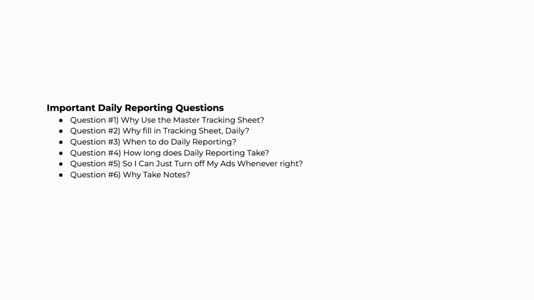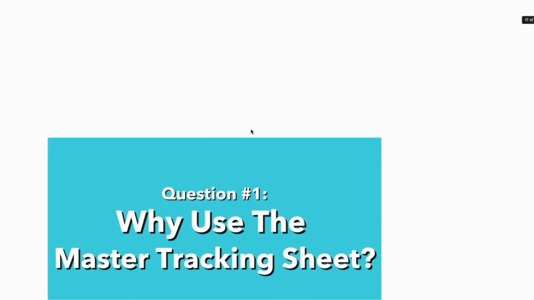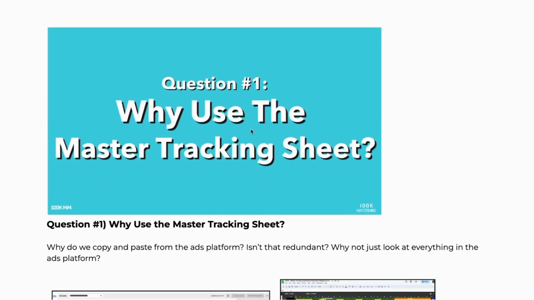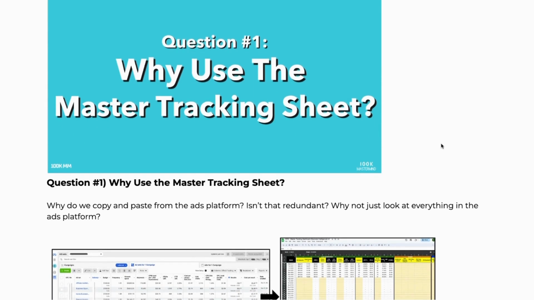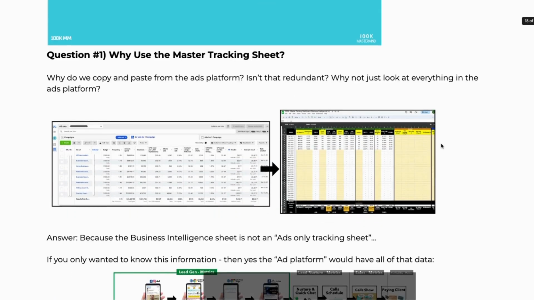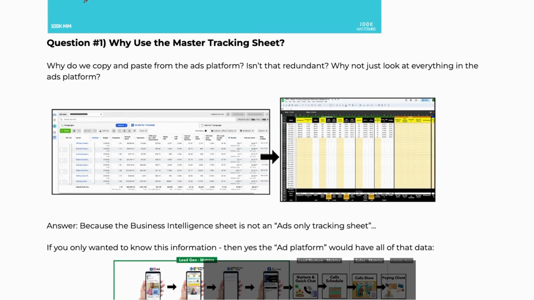So let's go ahead and get into question number 1, which is, why use the master tracking sheet in the first place? Like, why not just only use the ads platform, right? Like, why do we got to go through this kind of redundant process of actually copying and pasting from the ad platform the same exact data and then putting it into the tracking sheet, right? Like, why don't we just look at everything on the ads platform? And the reason for that, and we've talked about this in the past, but I'm going to dive a little bit deeper right now, is because the business intelligence sheet, that master tracking sheet, is not just an ads only tracking sheet, right?